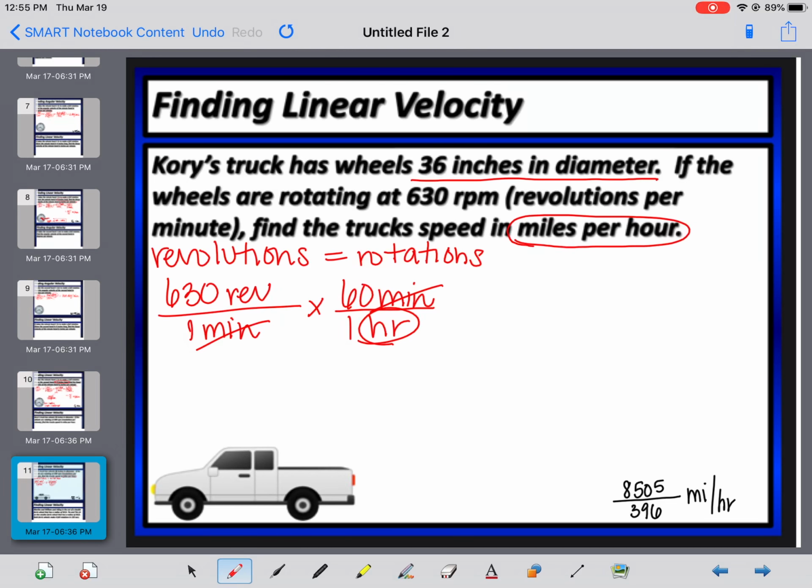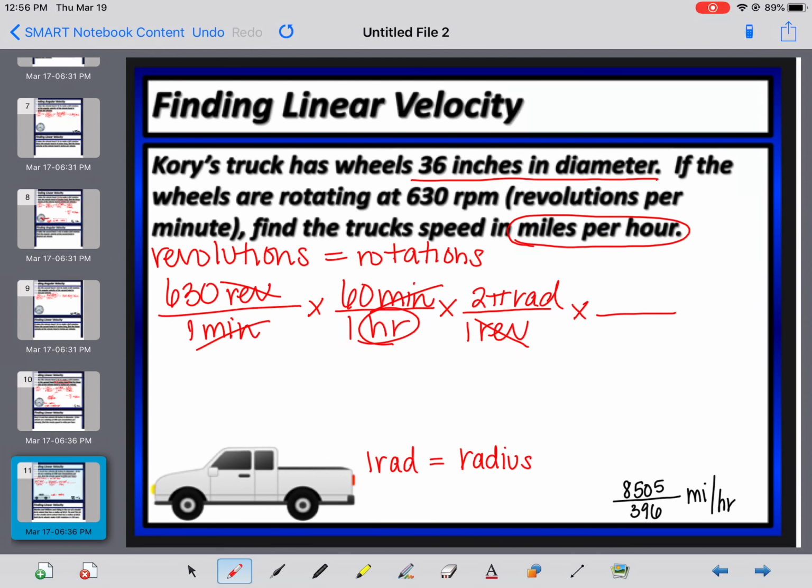Now revolutions to miles. So 1 revolution equals how many miles? We have no idea. If we have no idea, 1 radian equals the radius. Okay, in order to use that, we have to first convert into a radian. So 1 revolution, remembering it's the same thing as a rotation, 2 pi radians.